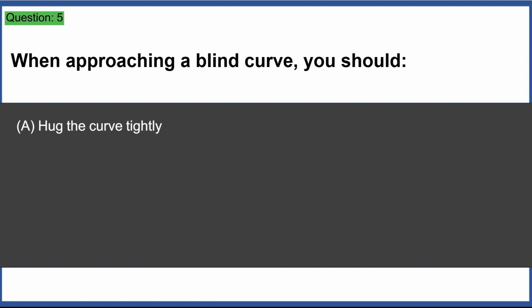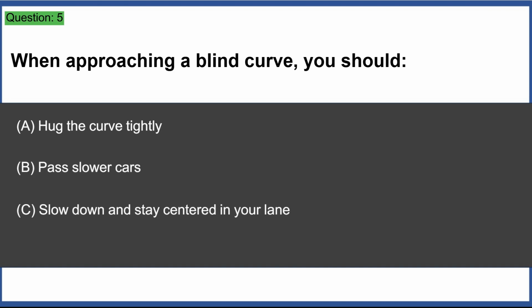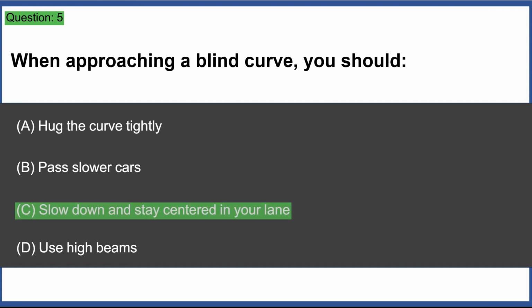When approaching a blind curve, you should: A. Hug the curve tightly. B. Pass slower cars. C. Slow down and stay centered in your lane. D. Use high beams. Answer C. Slow down and stay centered in your lane.